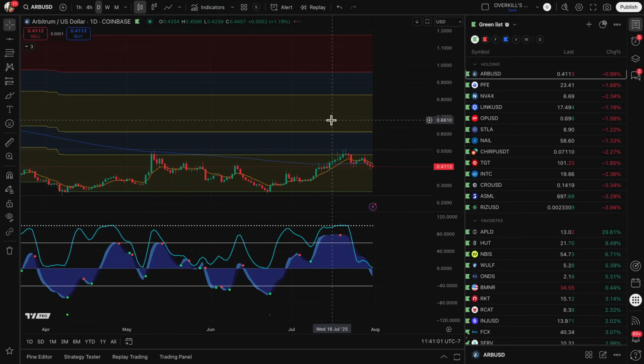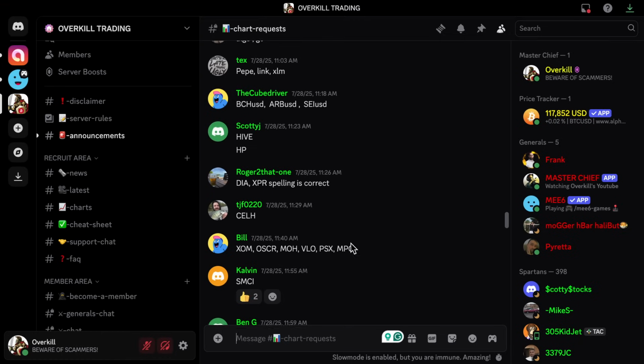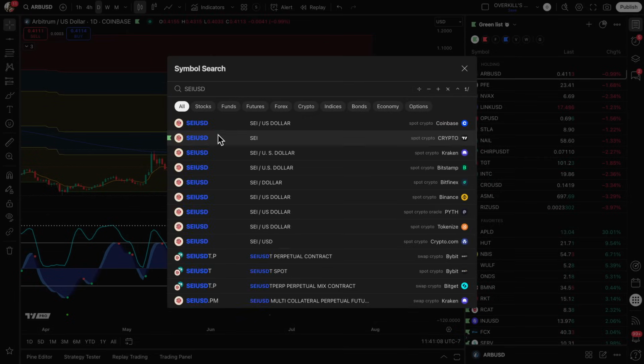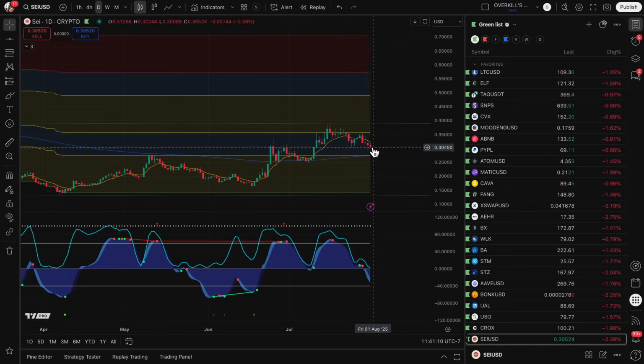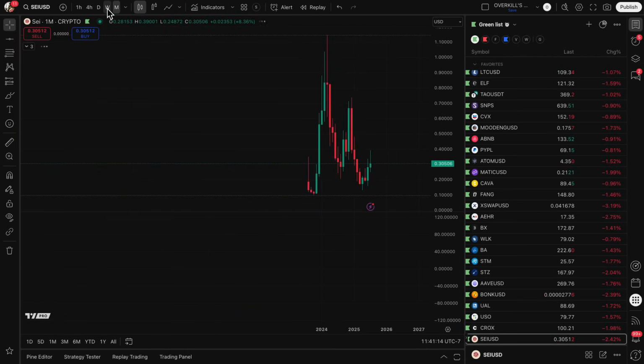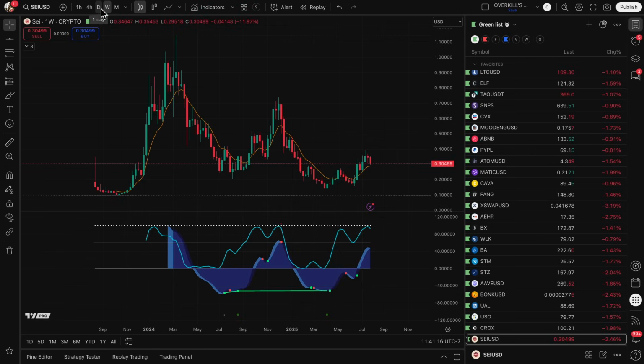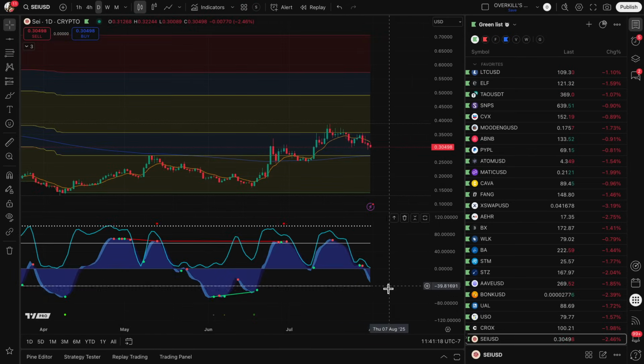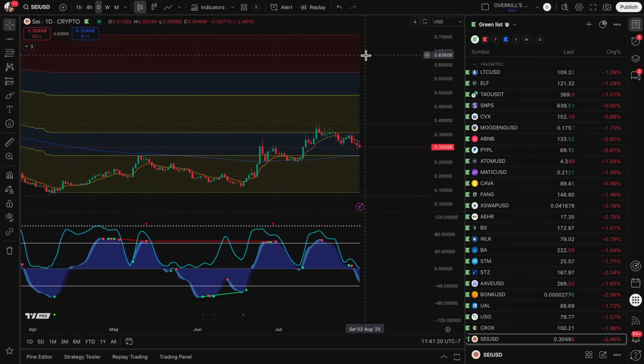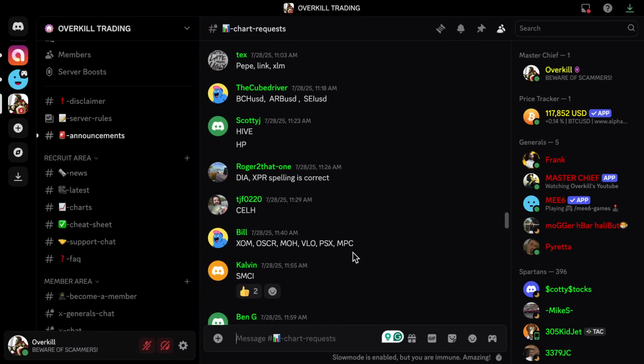ARB still looks good too. Down here in the golden zone, targets up here to 120. SEI, looking for a green dot on the daily. That one is no data on the monthly, but the weekly is green. And just looking for the daily dot now. Looking for that daily signal, target up here between 60 and 70 cents.